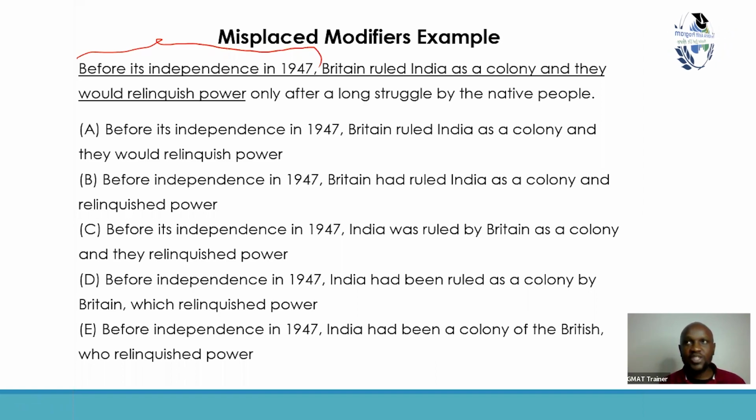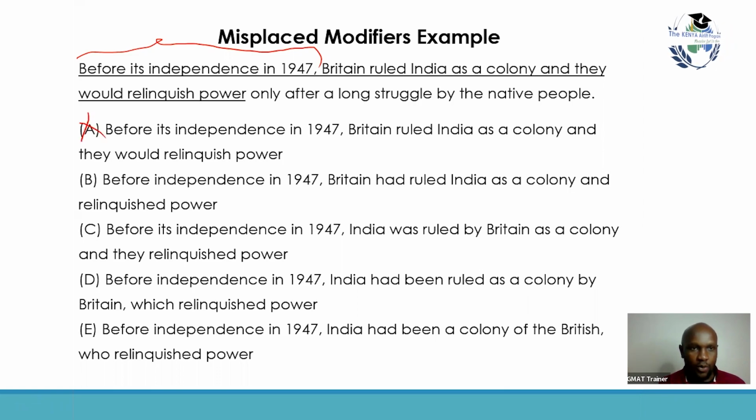So you look at your answer choices by process of elimination. Process of elimination is a very powerful tool when it comes to identifying these errors. You eliminate the ones that repeat whatever error you've identified, in this case, the misplacement of the modifier. So A of course repeats the sentence as it is. So A is definitely incorrect.